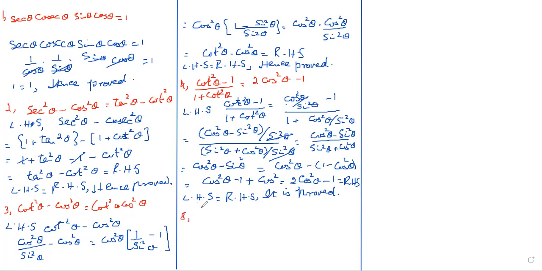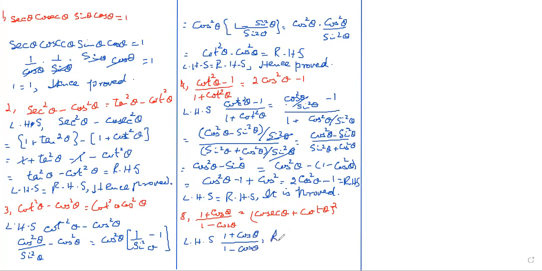Prove that 1 plus cosine theta over 1 minus cosine theta equals cosecant theta plus cotangent theta the whole square. Right, we'll take the left hand side. So the left hand side is 1 plus cosine theta divided by 1 minus cosine theta.